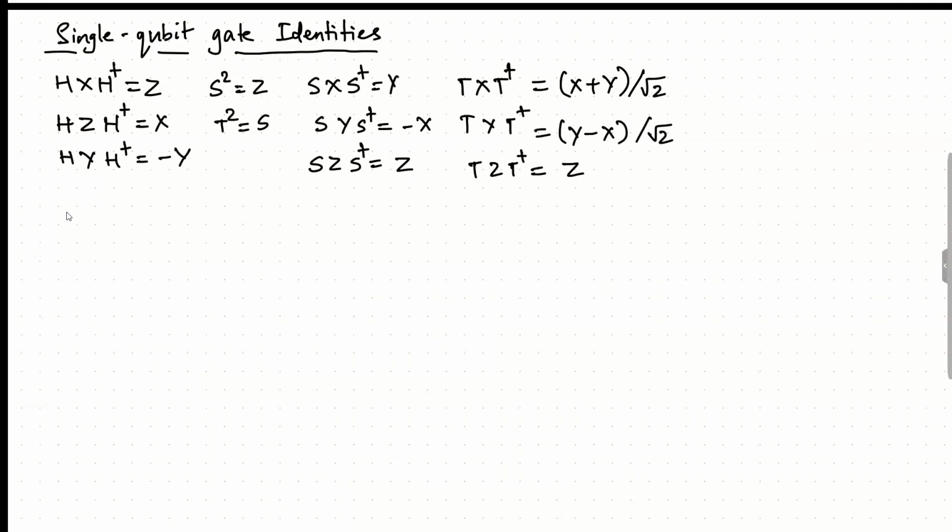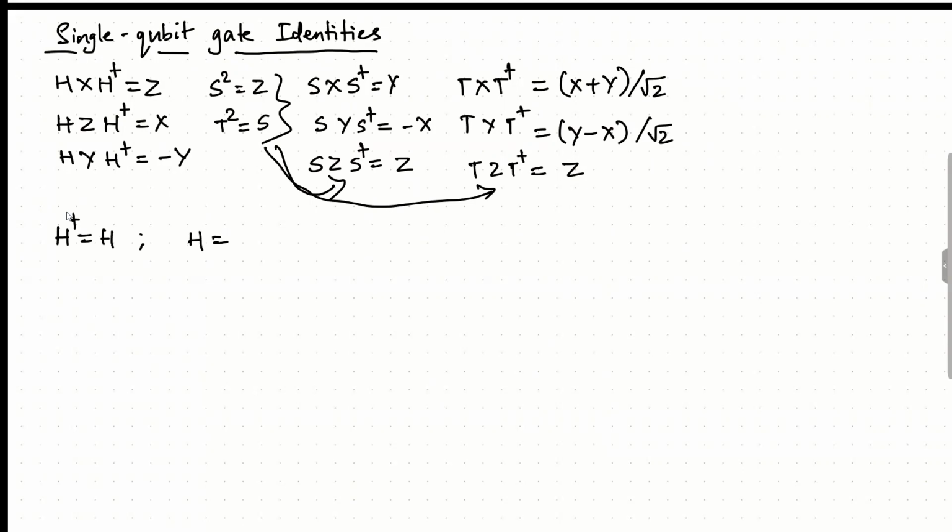So S and T gates doing nothing to Z can also be linked to these facts. All right. These are some single qubit gate identities that can be checked. And maybe I'll just briefly check the first identity, H X H dagger equals Z. But before that, let's prove that H dagger equals H. I'm sure you can do it already, but just for the sake of completion.